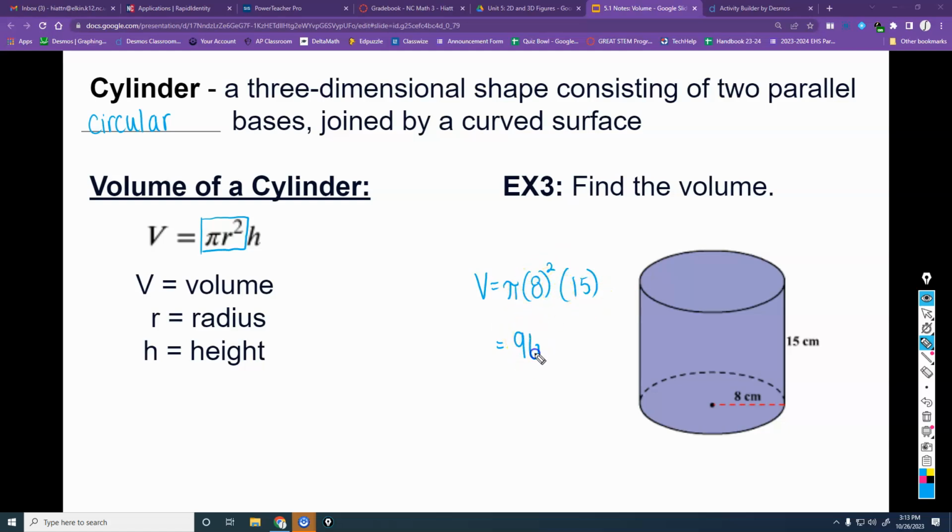So they might write it like this, 960 pi centimeters cubed. Or they may go ahead and give you the full decimal there, which will be 3015.93 cubic centimeters. So you could see either one of those as the answer. If it has the pi right here, they just haven't multiplied that pi back in.